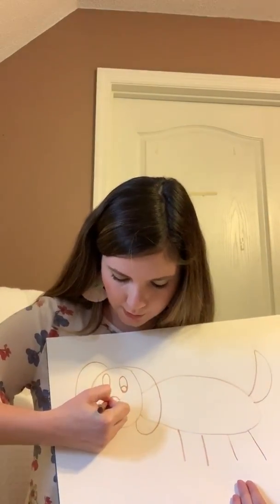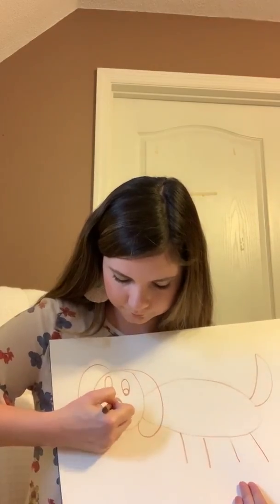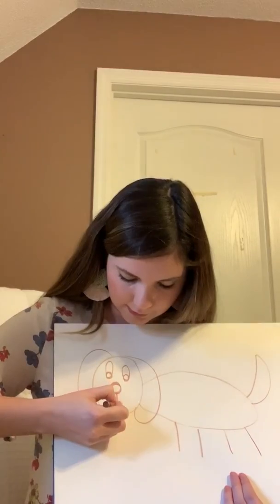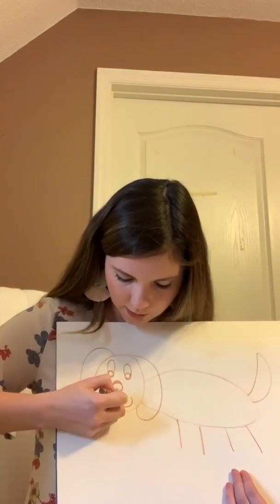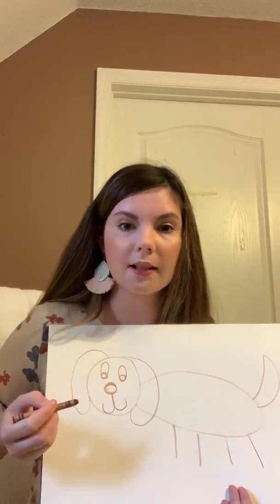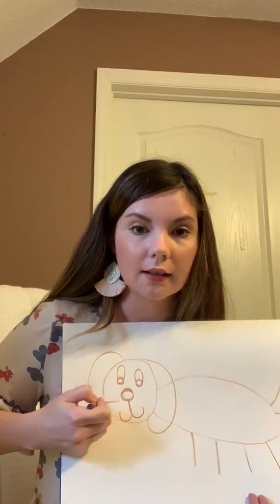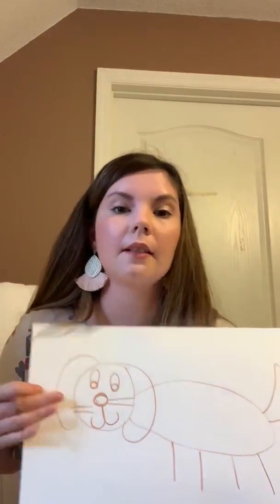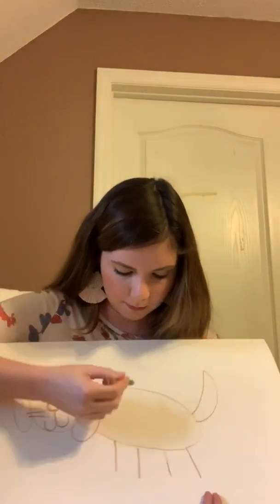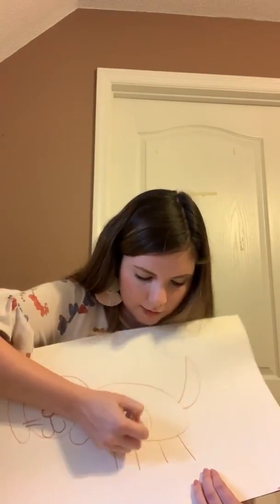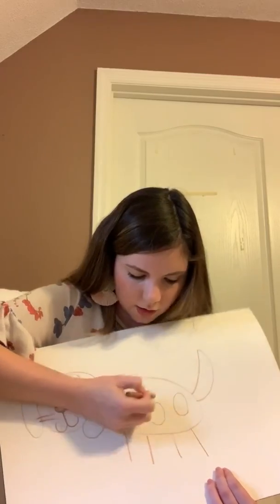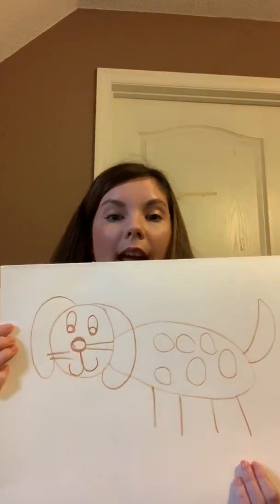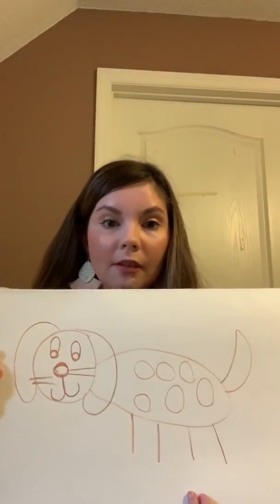Then I'm going to draw a nose in the middle. And then I'm going to draw a letter that looks like a J and a backwards J to make his mouth. And I like my dog to have whiskers, so I'm going to give him some whiskers. Okay, so this is my dog. Maybe I will give him spots too. I'm going to read a book later about spots, a dog with spots, so I'll give him some spots. My dog has spots. Okay, now we are going to label this dog.